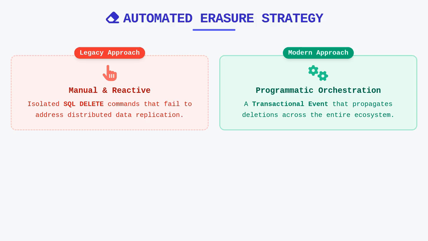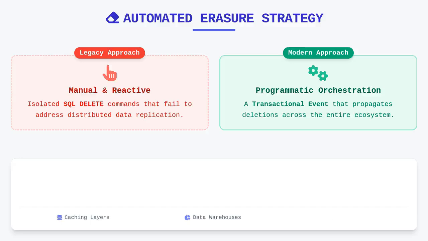When we approach the challenge of automated erasure, we must shift our perspective from manual, reactive processes to proactive, programmatic orchestration. In a modern distributed architecture, sensitive data rarely resides in a single database. It is typically replicated across caching layers, analytical data warehouses, and log aggregators. If a user exercises their right to erasure, simply issuing a delete command to a primary SQL server is insufficient. We need a system that treats the deletion request as a transactional event that propagates through the entire ecosystem.